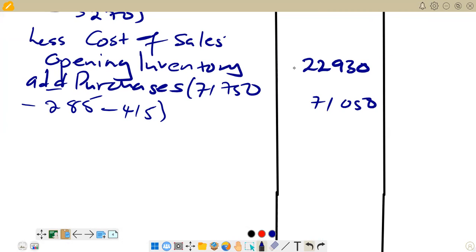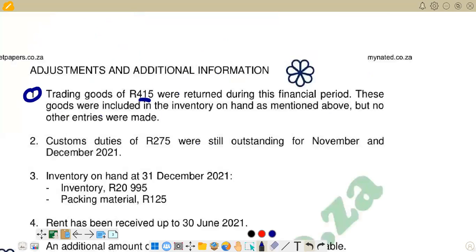Remember, the formula says we have opening inventory, we add purchases. We've got our net purchase figure there. Then we also look for any carriage on purchases, which we are supposed to add. And then we also check if we have got some custom duties. So we go back to the question to see if we have got such items so that we can include them. Right.